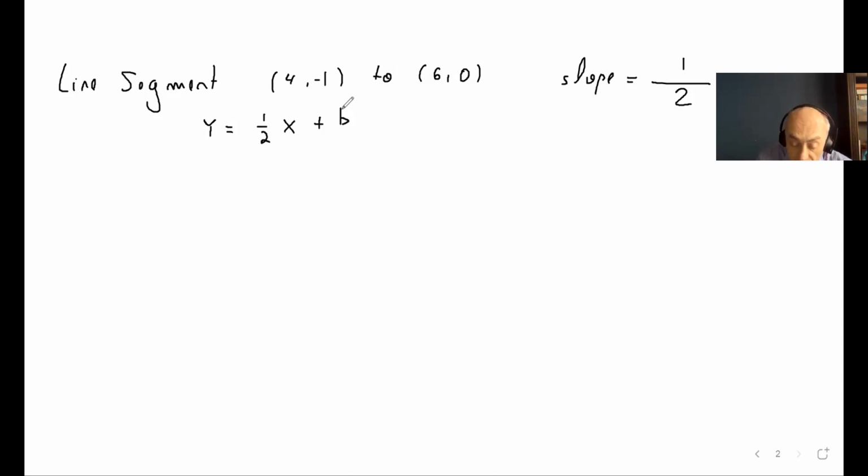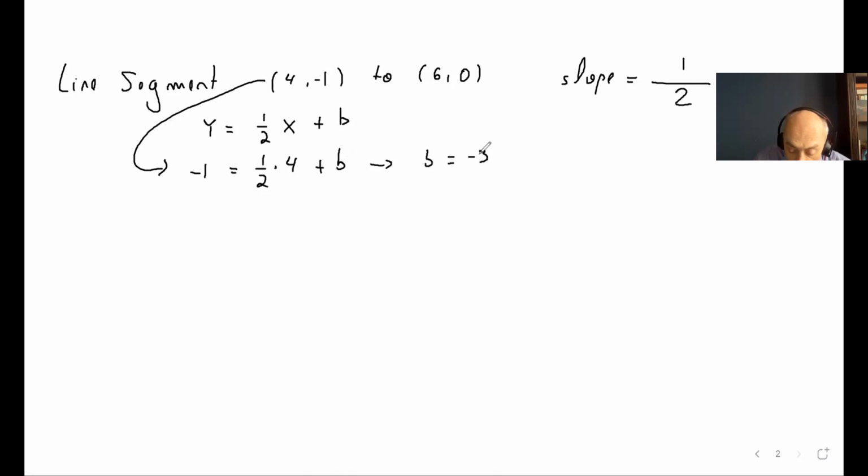And we know that this line goes through a point. I'll take the first point here. It doesn't really matter. You'll get the same result if you take the second point. This line goes through the point (4, -1), which means when x is 4, y is -1. So -1 is 1/2 times 4 plus b, and you can calculate easily here. This is the same as saying that -1 is 2 plus b. So b has got to be -3.